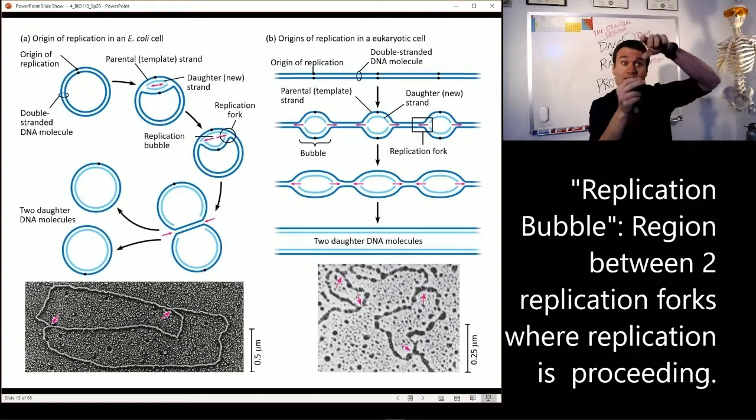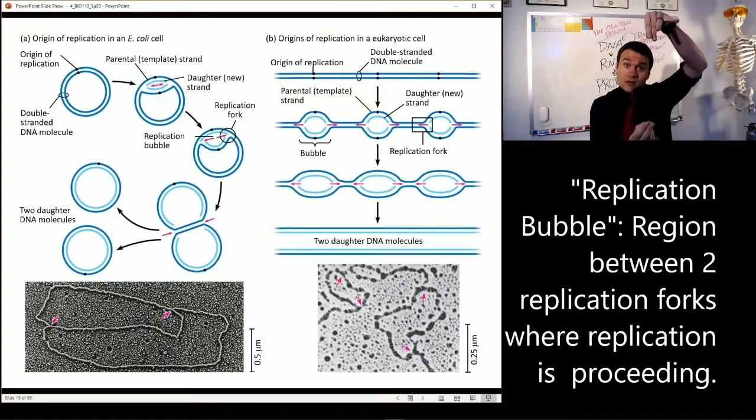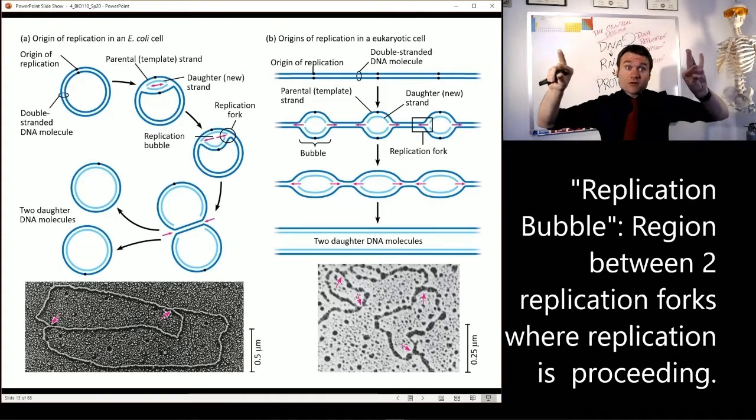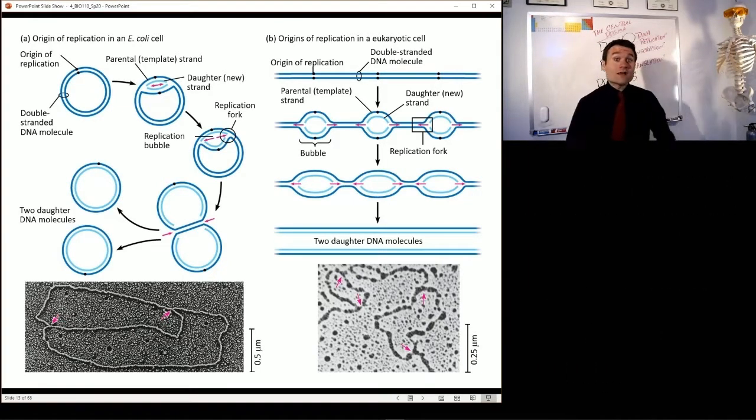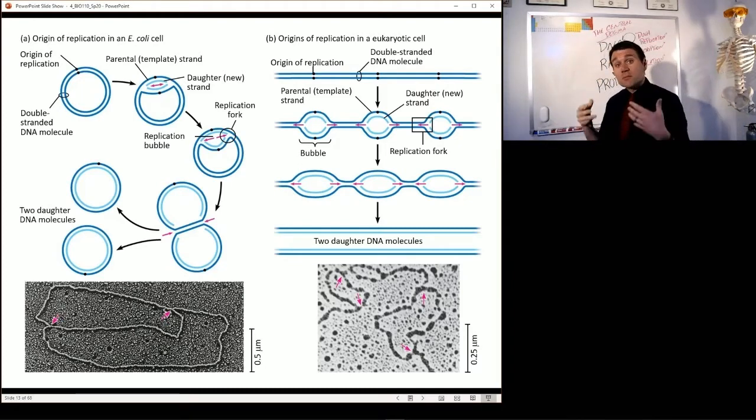And then as these forks expand, as these bubbles get larger and larger, we're replicating more and more DNA, and eventually these replication bubbles run into each other, and we have the entire chromosome replicated. Having multiple origins of replication makes this process much, much quicker.